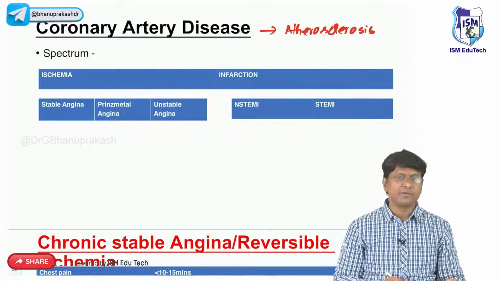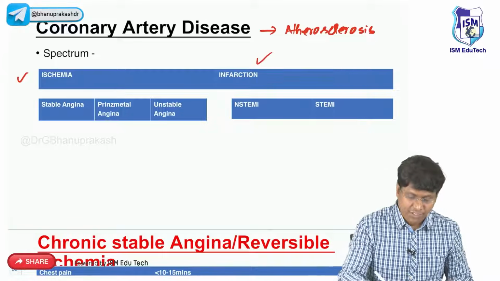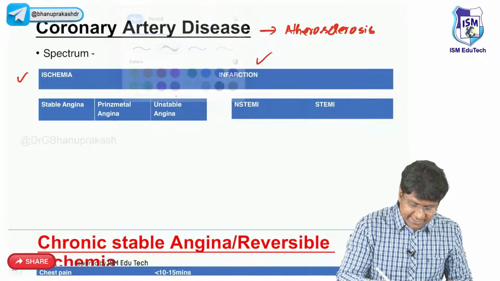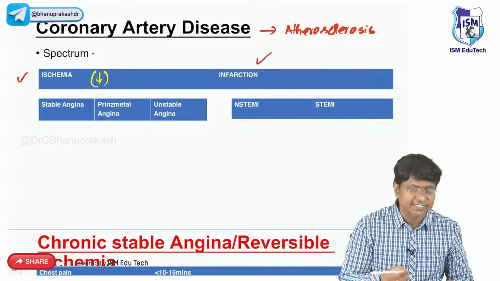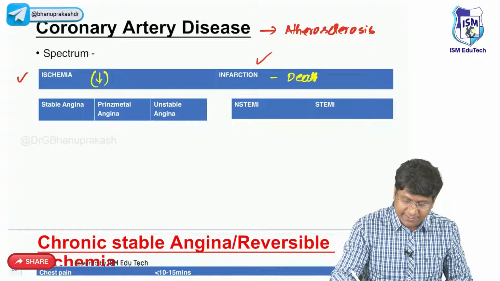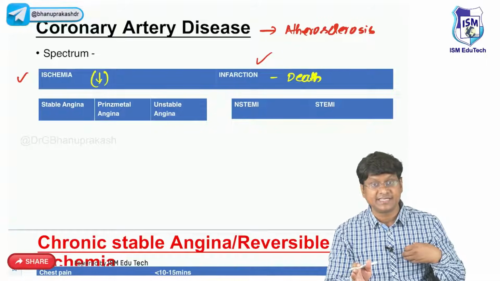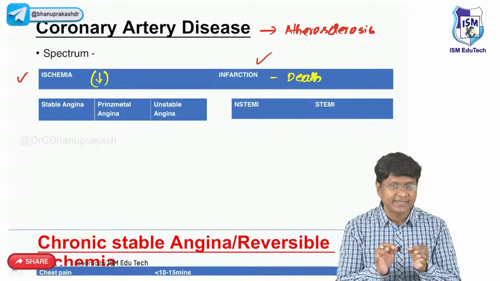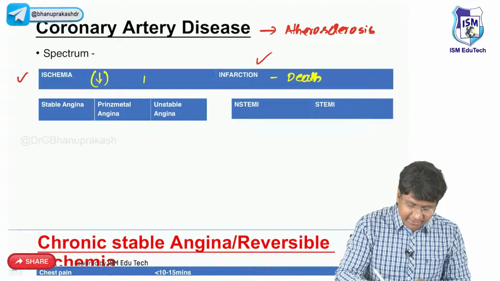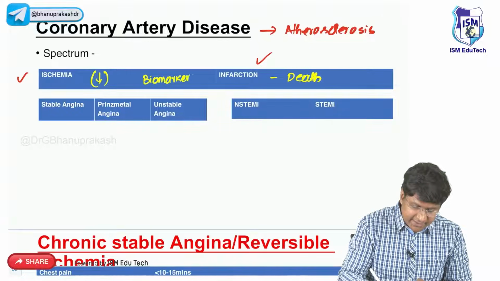Now, if you see the spectrum of coronary artery disease, we classify that into ischemia as well as infarction. So, what is ischemia? Ischemia is where there is only decreased blood supply to the myocardium, whereas infarction is where there is death of the myocardium. And in both of them, please remember the manifestation will be the same, that is chest pain. But the characteristic difference is the cardiac biomarkers.